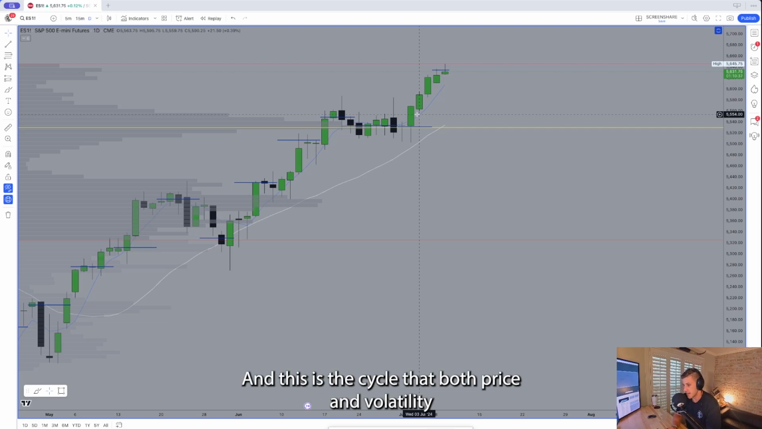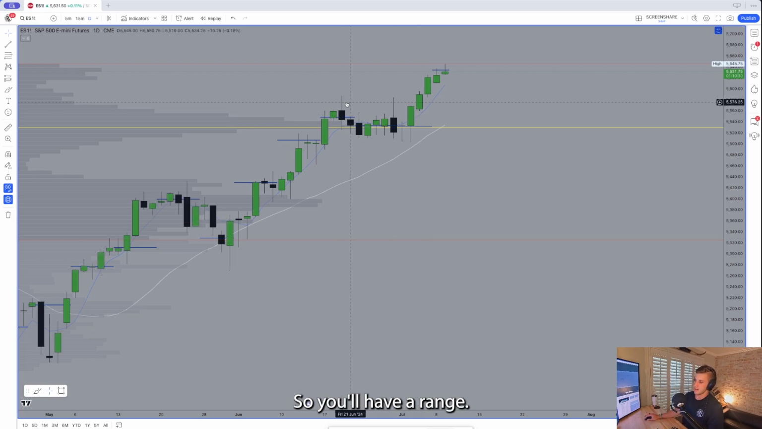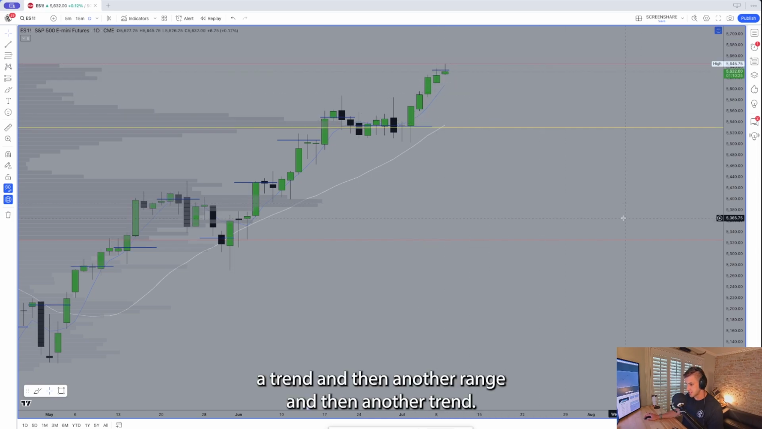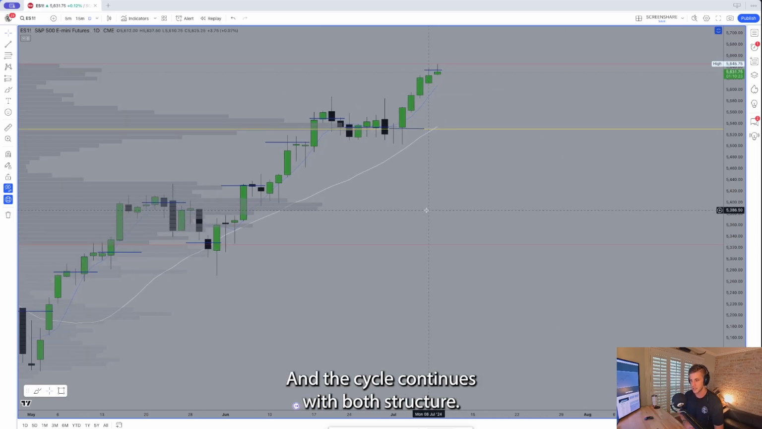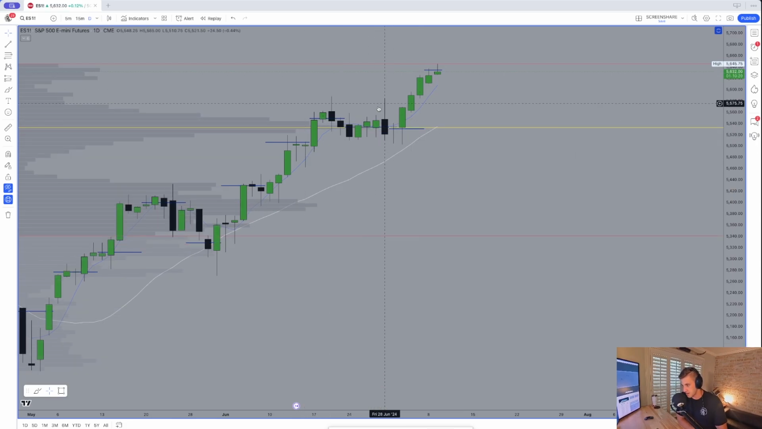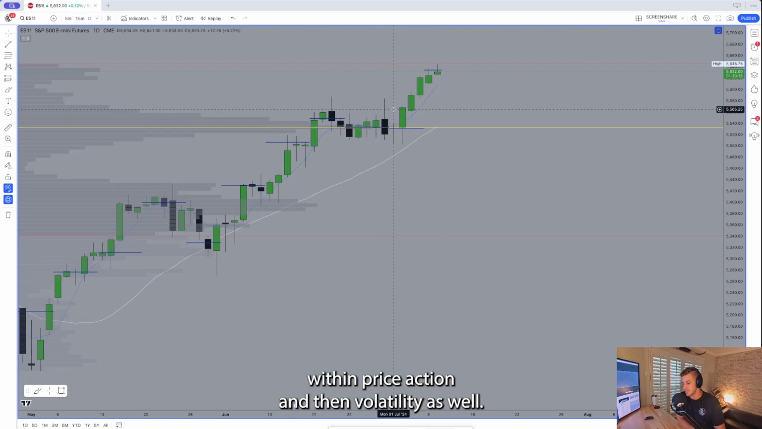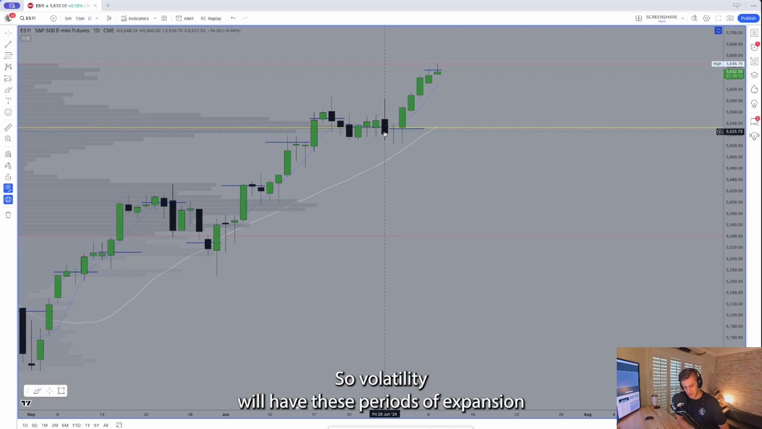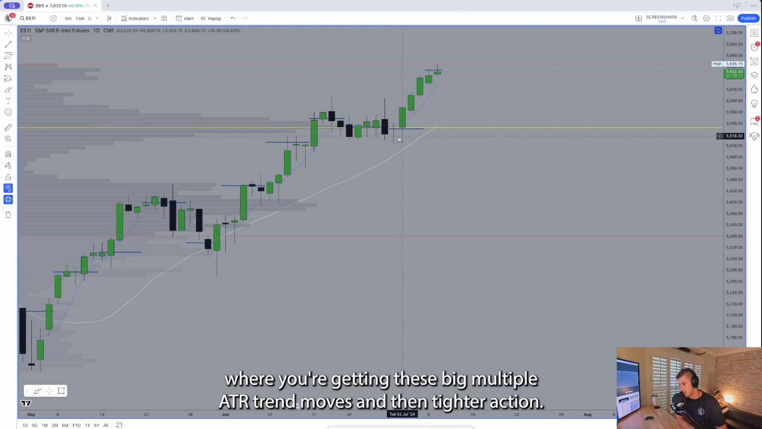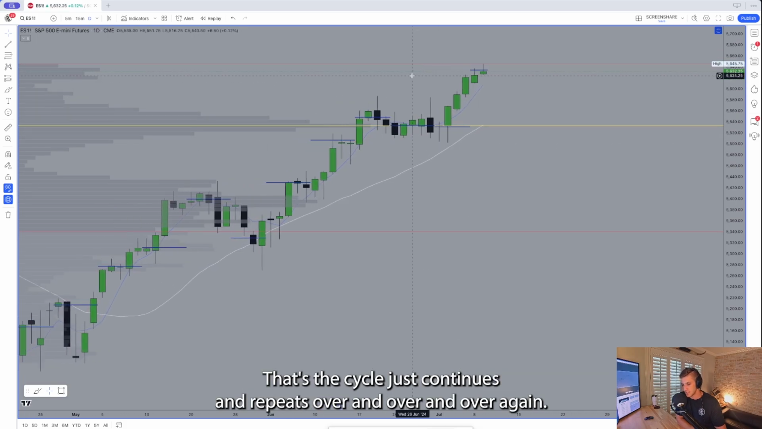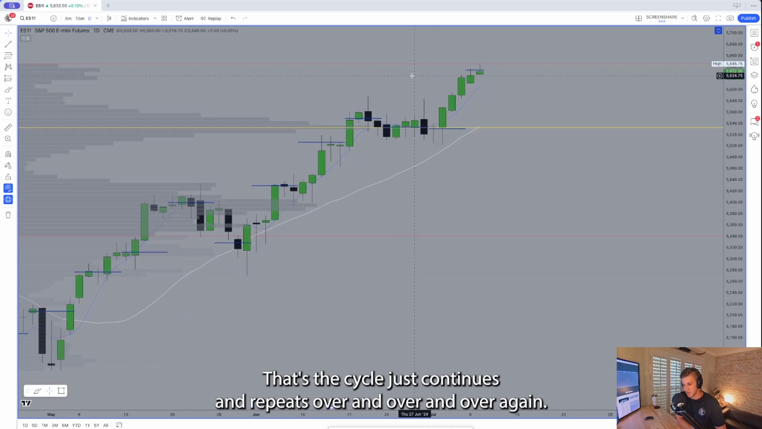And this is the cycle that both price and volatility are always in. Cycle of expansion and contraction. So you'll have a range and then a trend and then another range and then another trend. And the cycle continues with both structure, as far as what you're identifying within price action, and then volatility as well. So volatility will have these periods of expansion where you're getting these big multiple ATR trend day moves and then tighter action. That's the cycle, just continues and repeats over and over and over again.